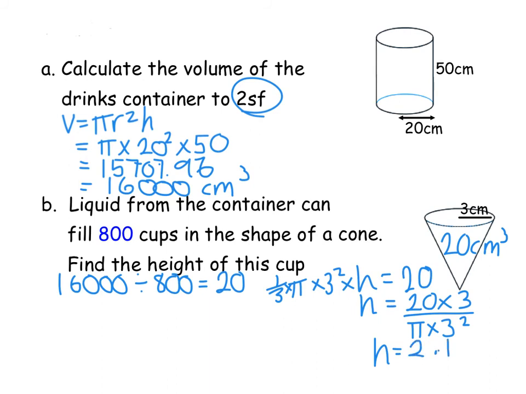Now you might think, oh my goodness, that's a bit tiny for a paper cup. It is. I had a bad choice of numbers when I chose these. But that is the correct answer. So the height of this teeny tiny cup is 2.1 centimetres. Okay. That is all my examples.